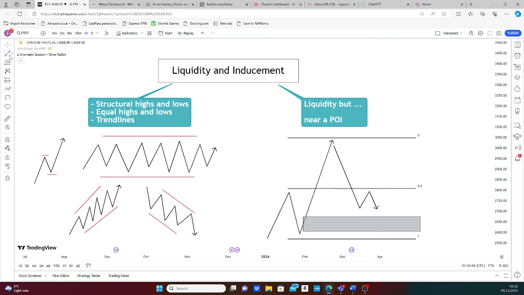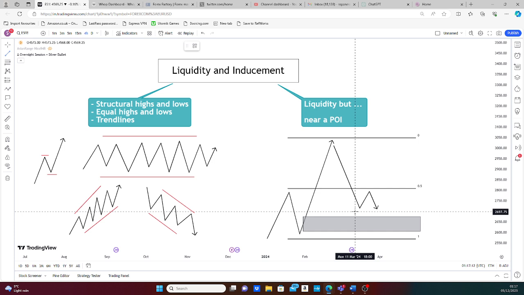Now, you have to then ask yourself, we often see this with POIs, and we're gonna jump onto some live examples afterwards. But one of the forms of inducement, so there's three main types of inducement, and this is reflected in the fact that there's three main types of liquidity pools. So when we look at it this way, we need to understand our first liquidity pool is a structural high or low.